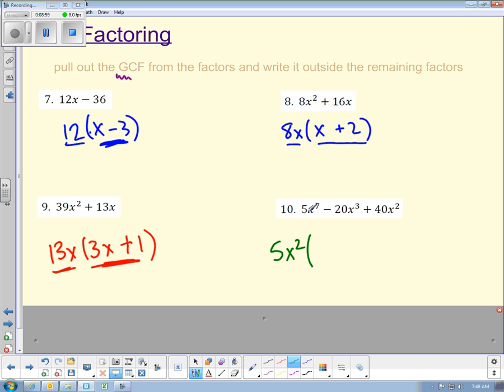So then when I divide 5x to the 7th by 5x squared, I'm left with x to the 5th left over. 20x to the 3rd divided by 5x squared is minus 4x. I took away 2 x's. 20 divided by 5 is 4. And 40 divided by 5 gives me 8. X squared divided by x squared is just gone. So this is one factor.